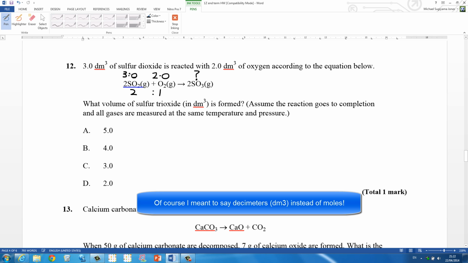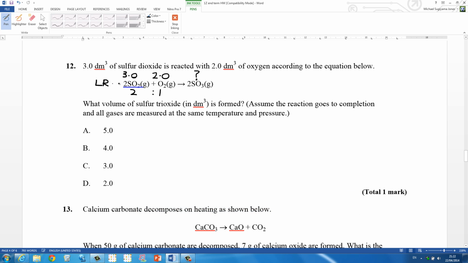So for us to react 3 moles of this, we need 1.5 moles of this. But we have 2 moles. On the other hand, to react 2 moles of this, we need 4 moles of this. We don't have 4 moles, we only have 3. So the SO2 is the limiting reactant in this case. So it's the SO2 that we use to determine how much SO3 we're going to make. Okay? And then you look at the ratio, which is 1 to 1, isn't it? It's 1 to 1. So if we have 3 moles of this, 3 decimeters of this, the answer is C. We're going to make 3 decimeters of SO3.